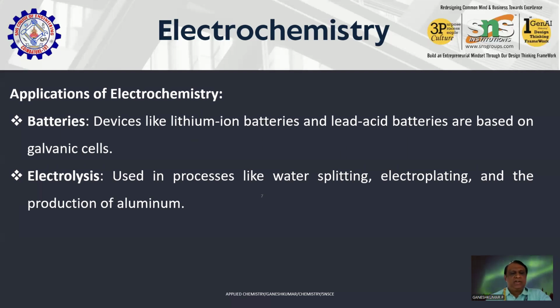What are the applications of electrochemistry? There are several applications. Batteries, like lithium-ion batteries and lead-acid batteries, are based on galvanic cells. Then electrolysis, like water splitting, electroplating, and the production of aluminum. All these things are classified as electrolysis, which has its basis in electrochemistry.